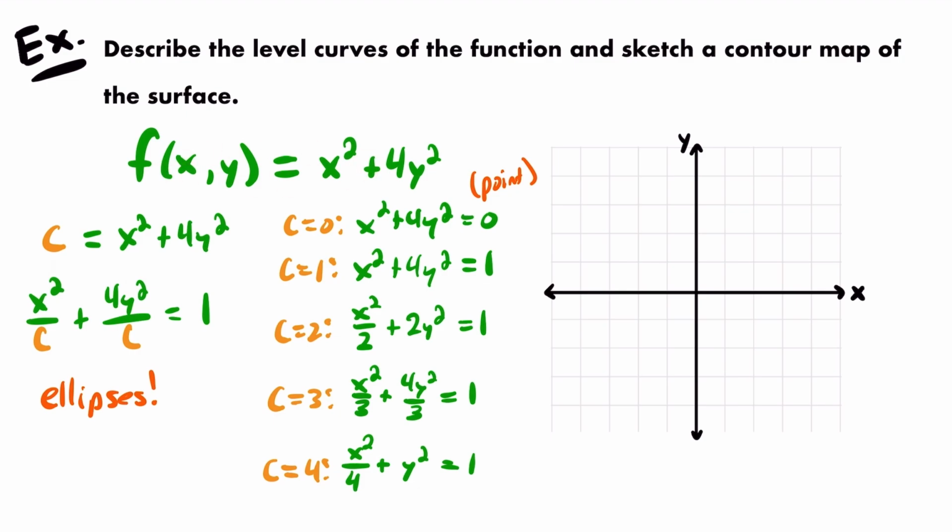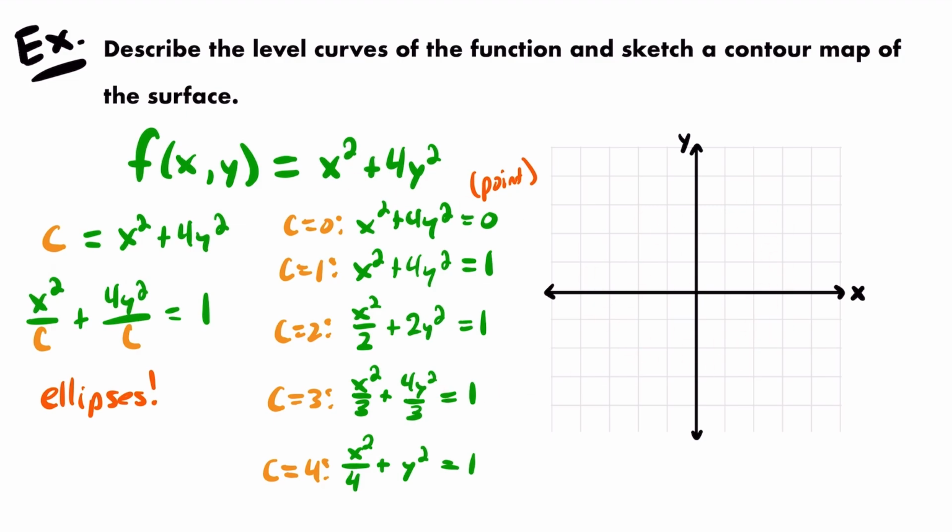So that result will always be positive. This function will never output a negative value, so that constant value we're setting equal to the function can also never be negative. So don't pick any negative values of c here. We're going to be fine just using these positive values, starting with 0, and then 1, 2, 3, 4, and so on. Okay? And so now, let's actually work on graphing these different level curves to sketch a contour map of the surface.